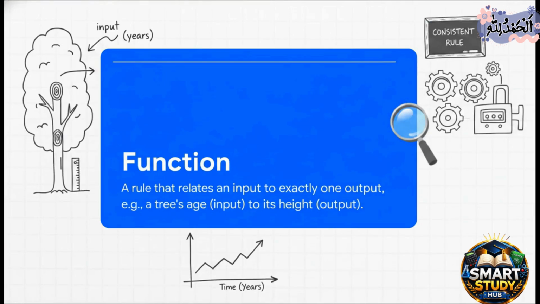So what is a function? It's really just a simple, consistent rule. You put something in, and you get one specific thing out, every single time. Think about it with that tree example. For every year that tree has been growing, that's your input. It has one specific height. That's the output. It's that simple consistency that makes functions so unbelievably powerful.